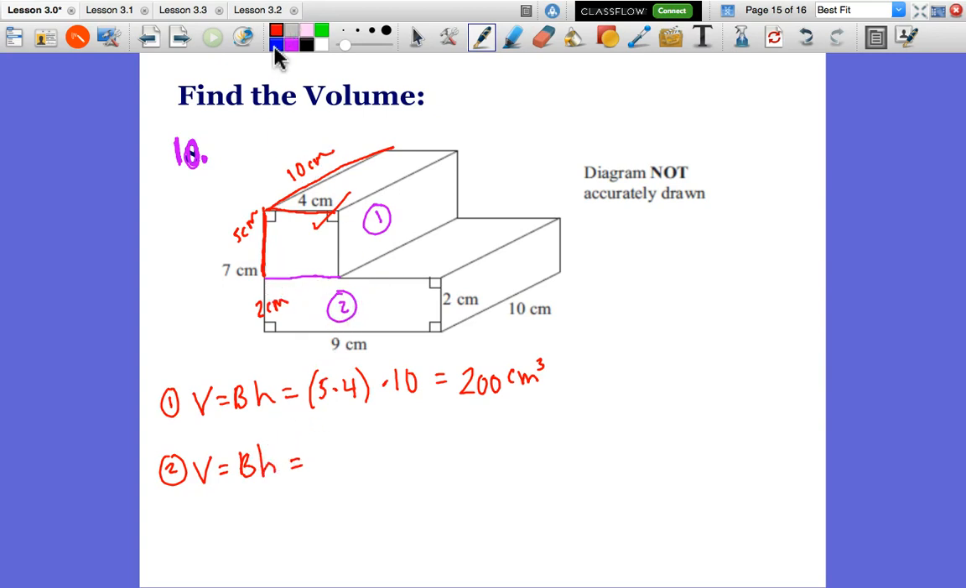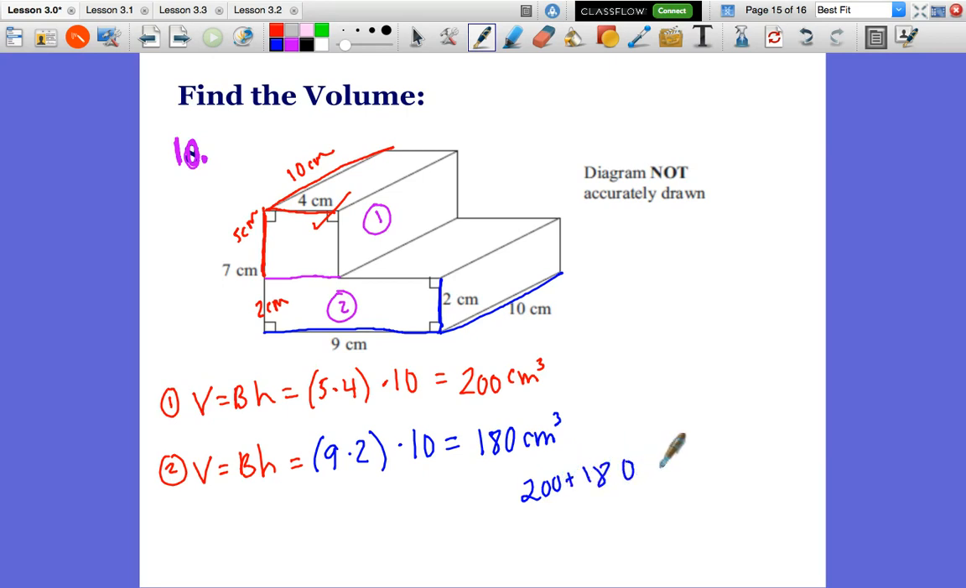Number 2, also area of the base times height. So let's do a new color. I know this is 2. I know this is 9. Oh, and I know this is 10. So let's say I called this one over here the base. I could say 9 times 2 times 10. So that's going to give me 18 times 10, so 180 centimeters cubed. Is that right? Yeah. And then I can do 200 plus 180. It's going to be 380 centimeters cubed.